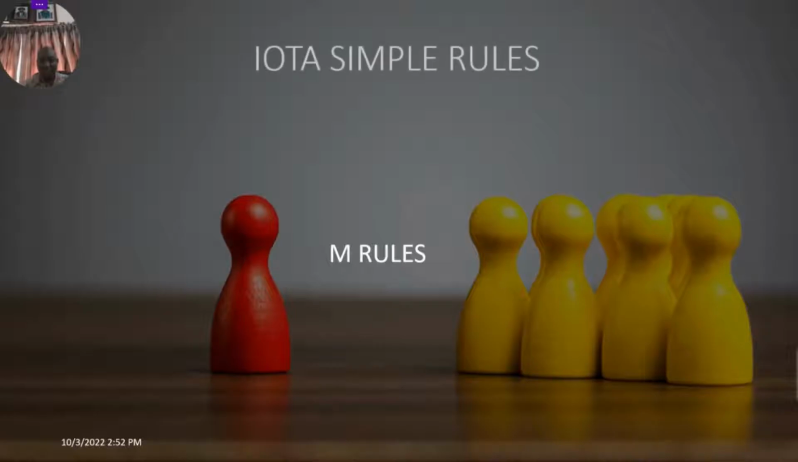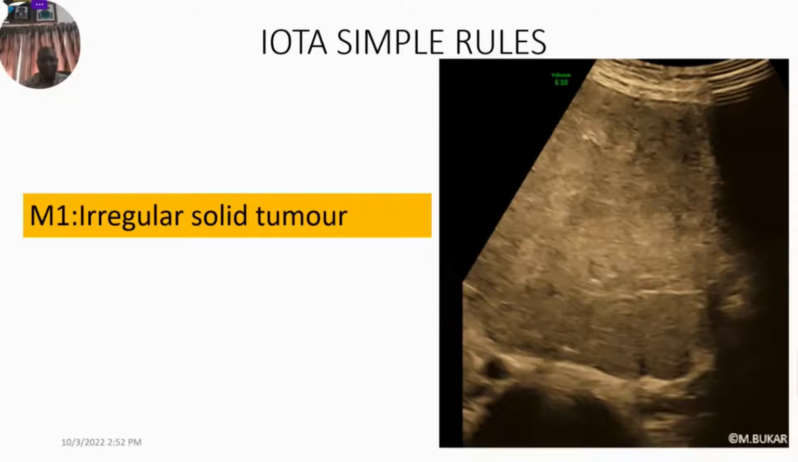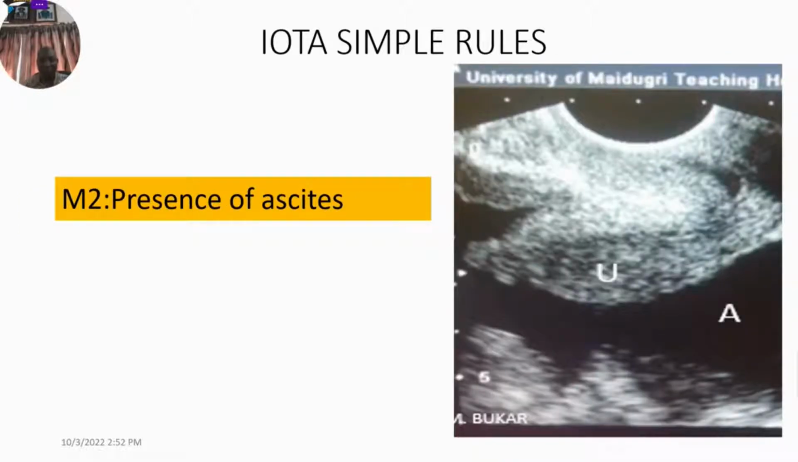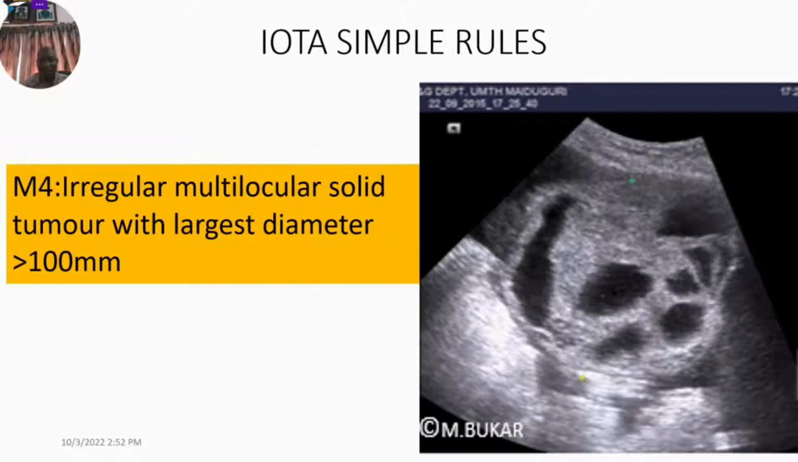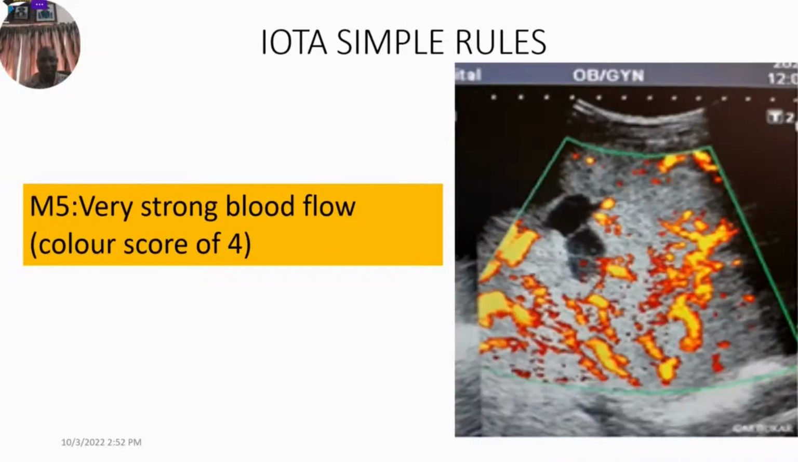And the M rules, M1 is irregular solid tumor. M2 presence of ascites. M3 at least 4 papillary projections. M4 irregular multilocular solid tumor with largest diameter greater than 100 millimeters. And M5 very strong blood flow, which is color score of 4.